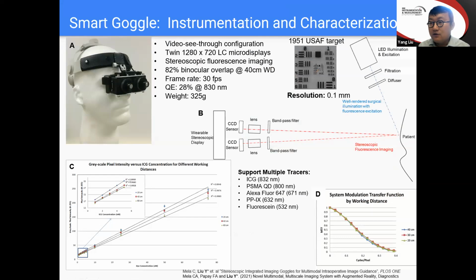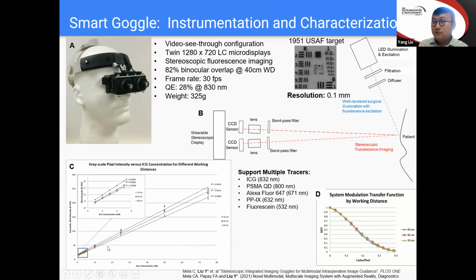In the past 5 years, we have developed several different generations, several different implementations of the smart goggles. Here I'm showing you one of the prototypes. For this particular one, we're using LCD micro displays, and we have 82% binocular overlap. The fluorescent imaging can be operated at a frame rate of 30 frames per second, so the operator doesn't visualize the latency. The system is lightweight, and the operator can wear it comfortably. In terms of resolution, a typical system we develop can detect down to 0.1 millimeters, which is very good.